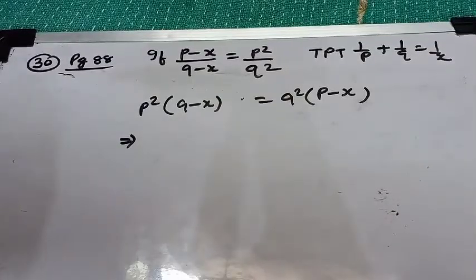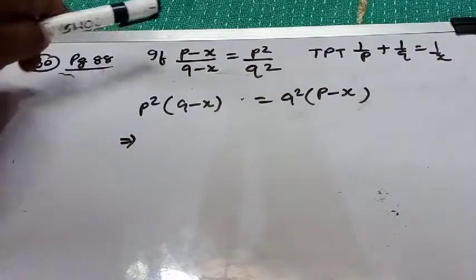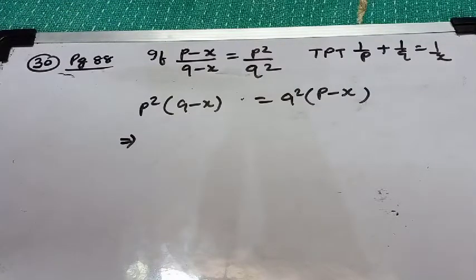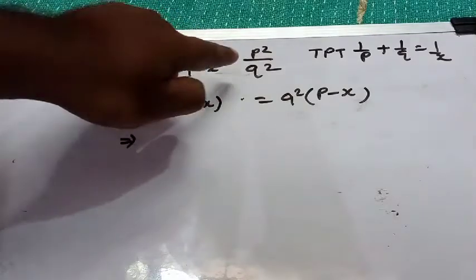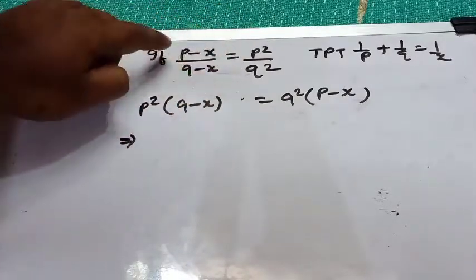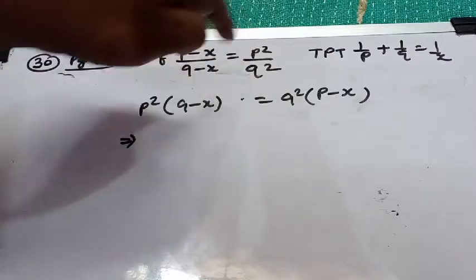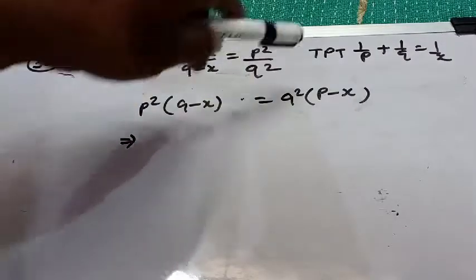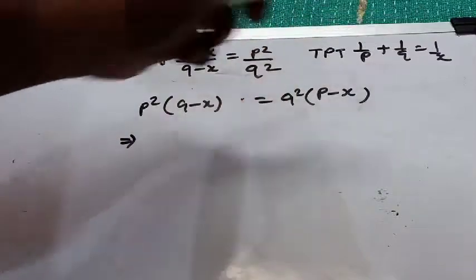Second part of the same question. What is given is, if P minus X is to Q minus X is the duplicate ratio of P is to Q, you have to prove that. So duplicate ratio of P is to Q means P minus X by Q minus X will be P square by Q square. And we have to prove that 1 by P plus 1 by Q is equal to 1 by X.